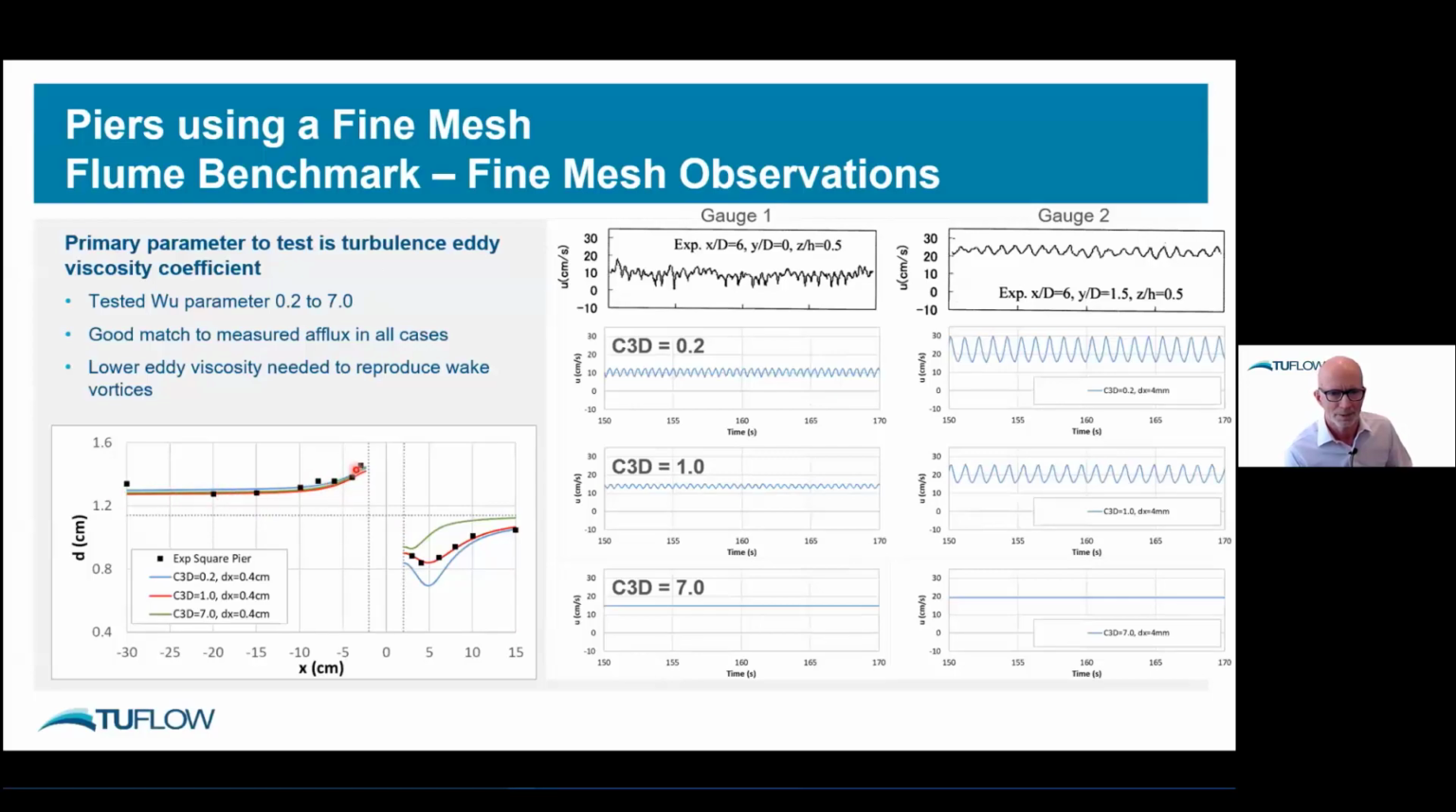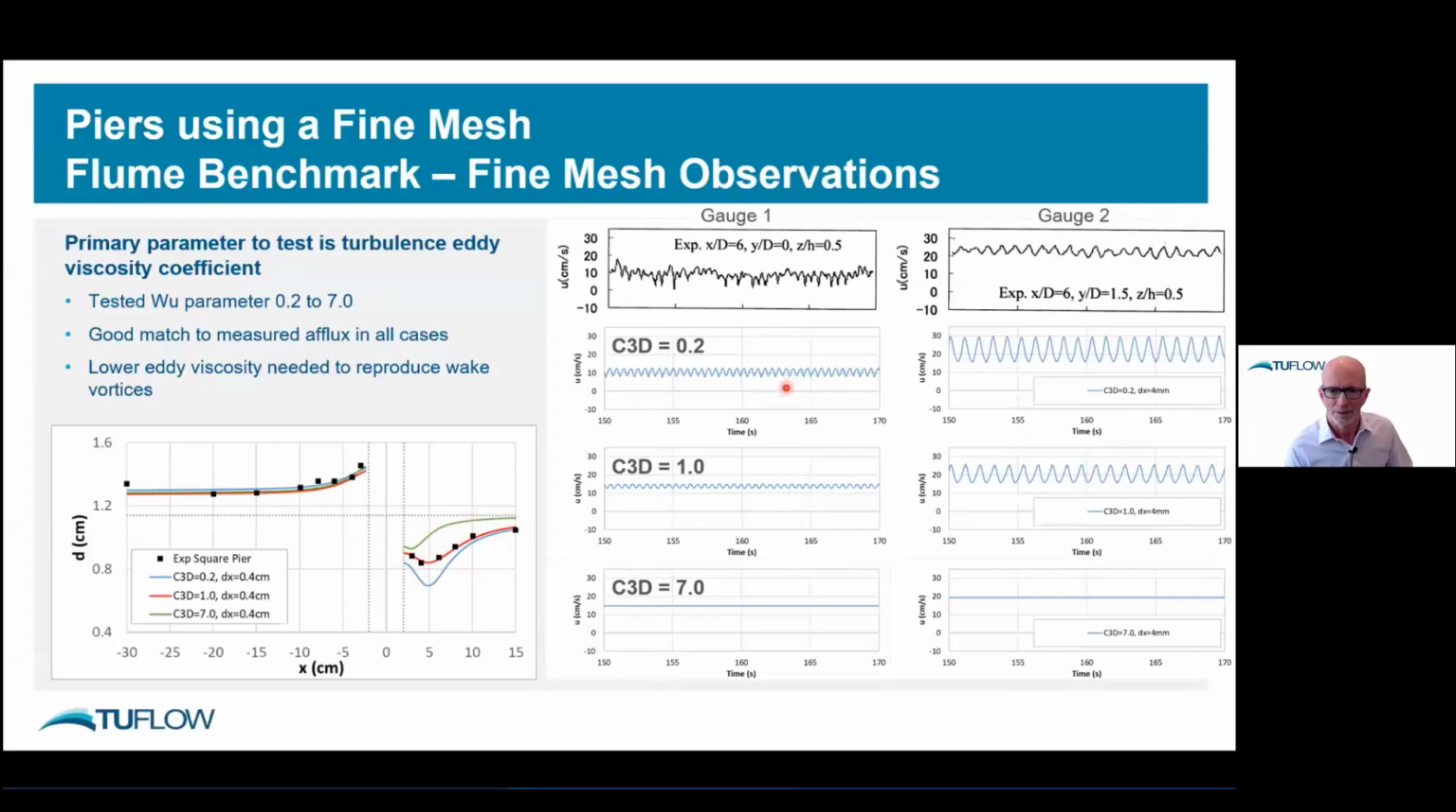This is on the upstream side. These squares are the measured values. So they all came in and gave a pretty nice match to what was actually measured. But they all gave a fairly similar afflux. It's only on the downstream side that you start to see some variation.